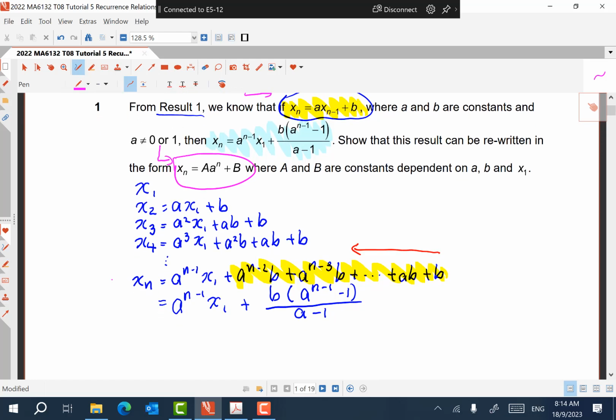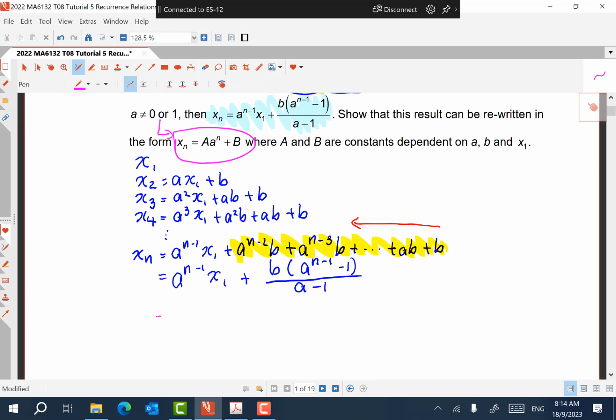To do this, we just simply need to rewrite. Are you ready to rewrite? If you do rewrite this entire expression, you will get 1 over a x1 plus b over a minus 1. What is inside this box? And then what is inside this box? If you can read my mind, I would like to hear from the floor.